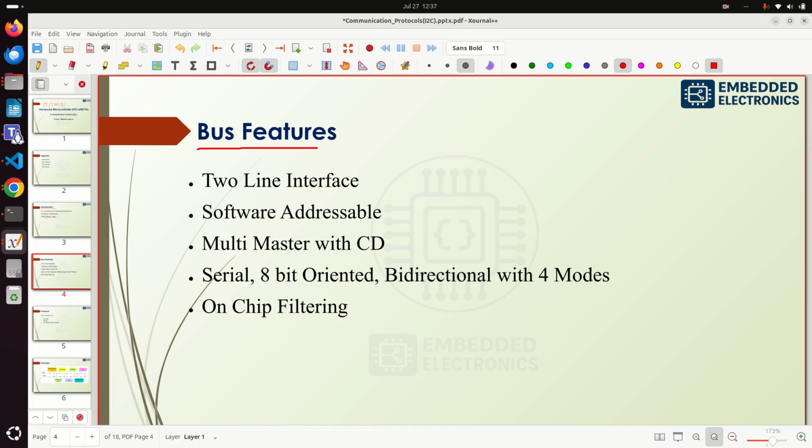Two-line interface. One is the clock line and one is the data line. Total two-line interface. And next is software addressable and multi-master with CD. So what do you mean by CD? Collision detection.